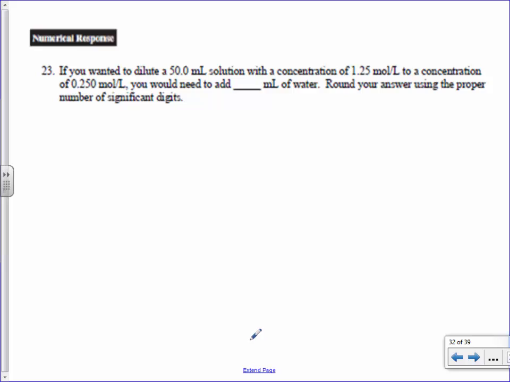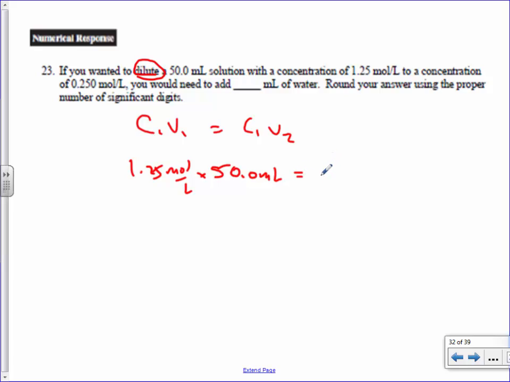Okay, math question. Really key word here. We are diluting. I wouldn't say always, but if I see the word diluting, it should bring to mind that there's a formula for diluting. C1V1 equals C2V2. So hopefully when you saw that word, you thought, okay, here's a formula I can use. We just got to put numbers in the right spots. This right here is 1.25 moles per liter, and it was 50 milliliters. The second concentration is 0.25 moles per liter, and we actually don't know the second volume.